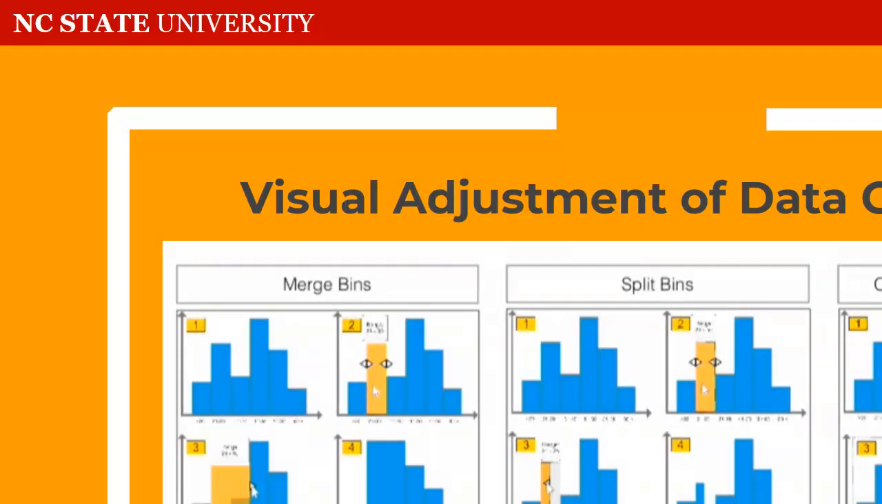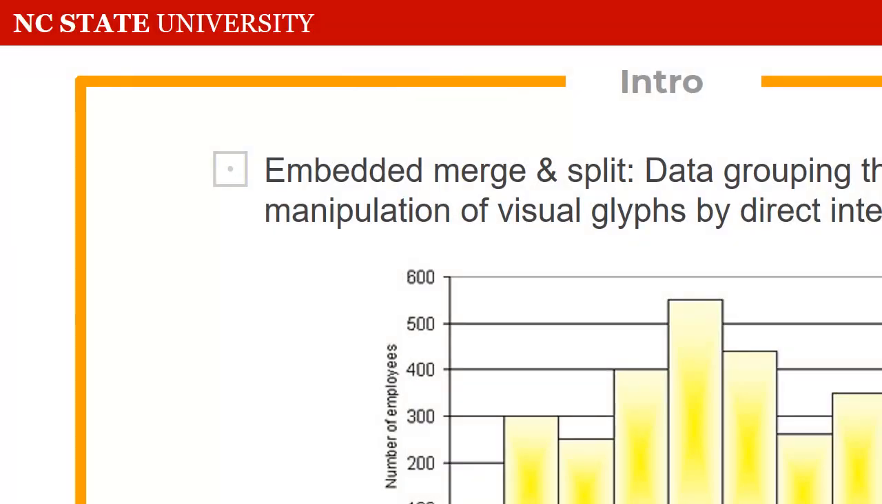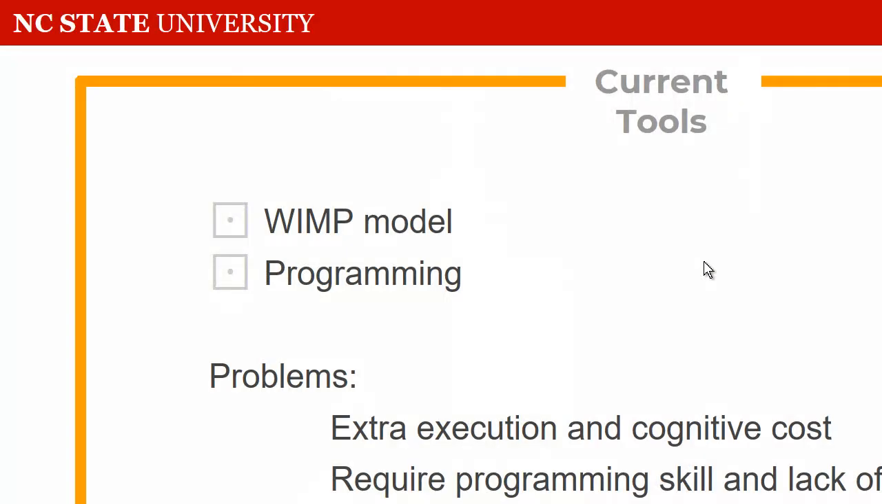And the second paper is about visual adjustment of data grouping. The data that this paper is using is HIV data, and the researchers are mostly using histograms and bar charts to do this. And their data that they're using is something like this. They want to have faster interaction with this kind of data. The method that they are proposing is embedded merge and split, or EMS, which allows data grouping through manipulation of visual glyphs by direct interaction of the users.